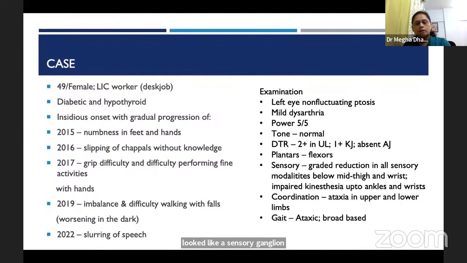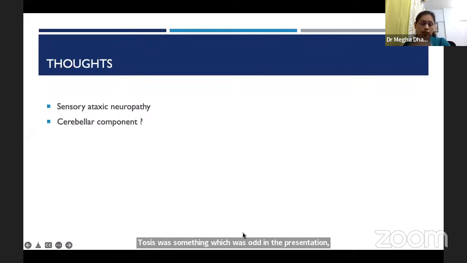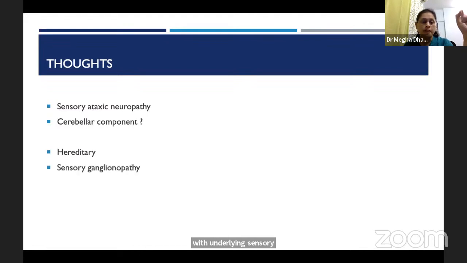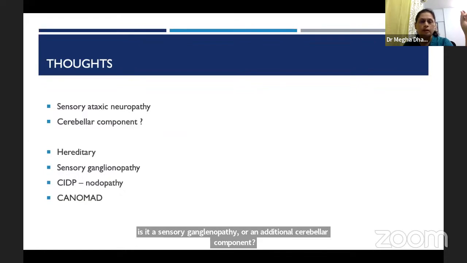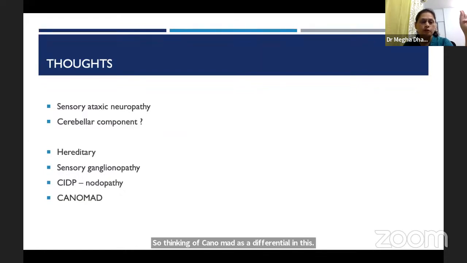However, she also has this slurring of speech, and a left eye ptosis was something which was odd in the presentation. So the question is whether there is a cerebellar component with the underlying sensory ataxic neuropathy, and now there is ptosis as well. So is it a sensory ganglionopathy or an additional cerebellar component? So thinking of CANOMAD as a differential in this. These were just my thoughts when I first saw the patient.